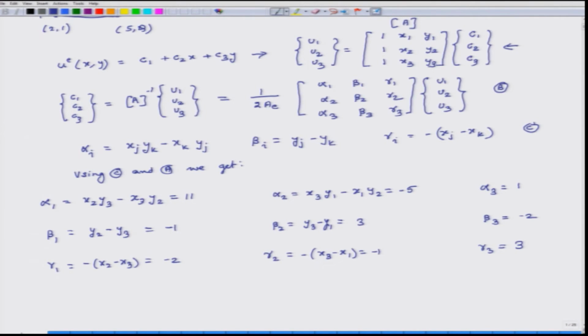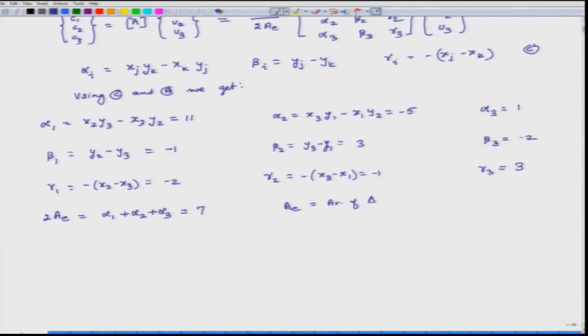And finally, we have calculated alphas, betas and gammas, and AE equals alpha 1 plus alpha 2 plus alpha 3, and that equals 7. So, please note that AE is equal to the area of this triangle, and 2AE is the value of that determinant. So, these are our alphas, betas and gammas.